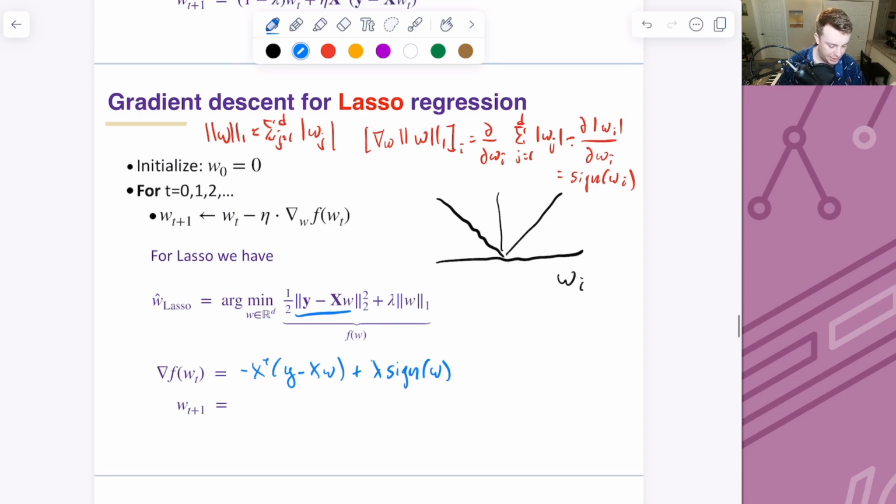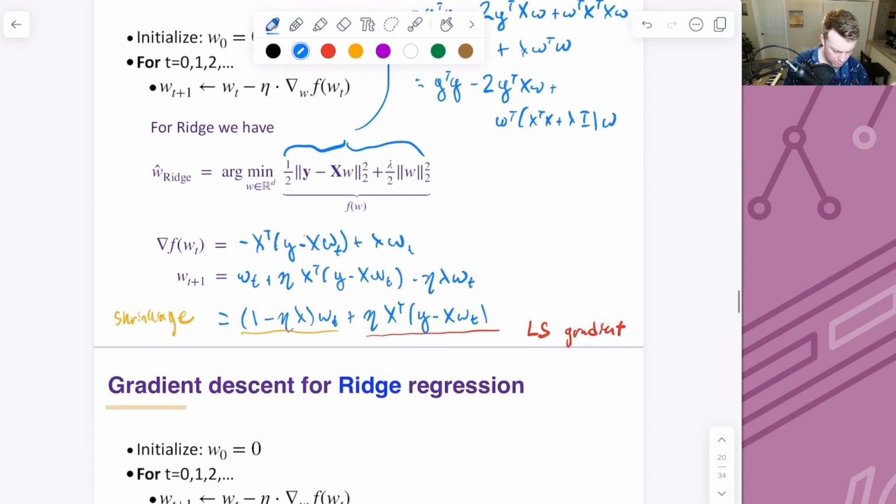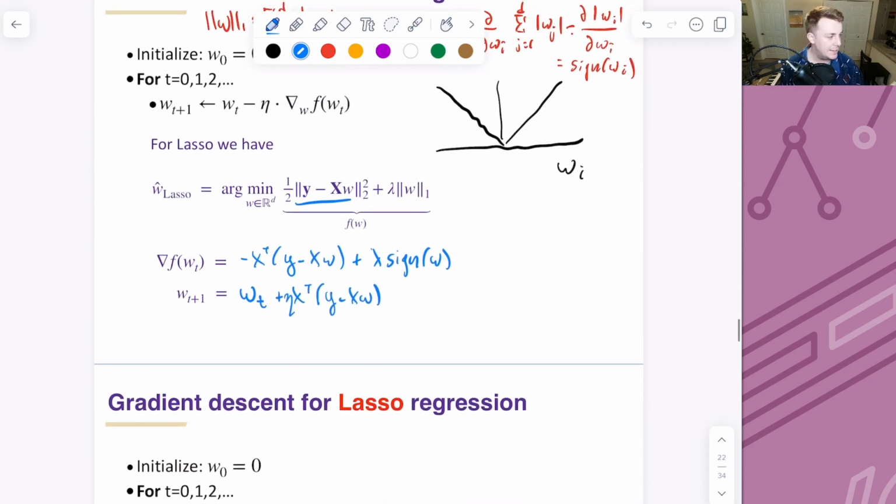So now w_{t+1} is going to be equal to w_t plus eta times X transpose (y minus Xw). Oh, I forgot to multiply that by eta. Did I remember to multiply that by eta up here? I did. Yeah, okay, we're good. And then what I'll have is minus eta times lambda times sign of w_t. I should make these indexed by t to make that more clear. Okay, so that's our update for our lasso objective, where we take a step in this direction.